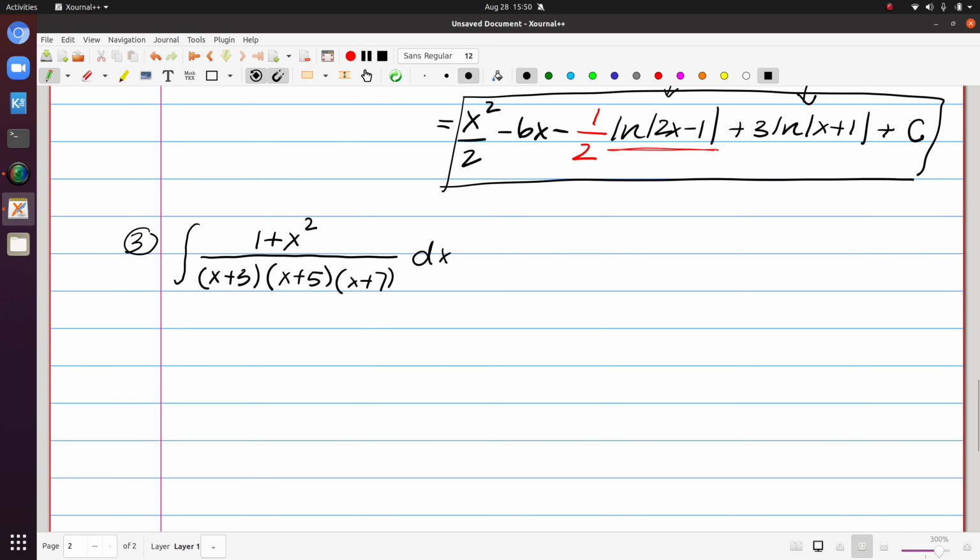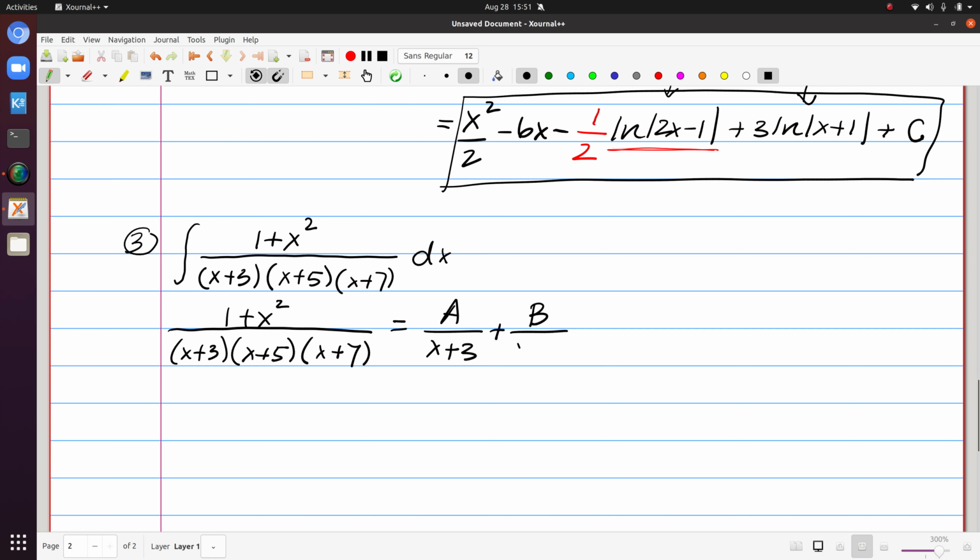So here I take my factored expression, which this one is already factored for us, and my goal is to express it as A over one of those factors plus B over another of those factors, and then I have to bring in a C to account for all 3. So we're solving for 3 separate pieces here.